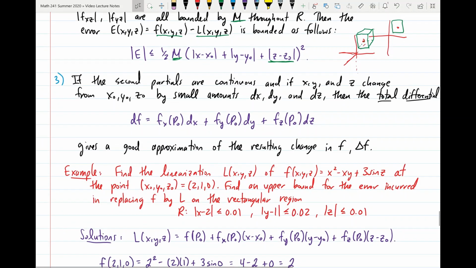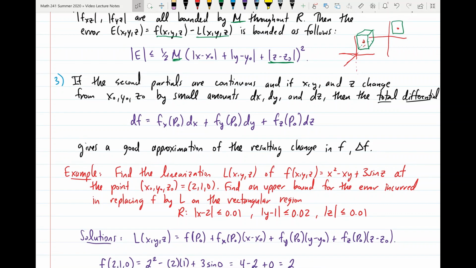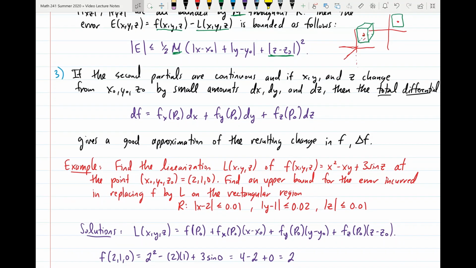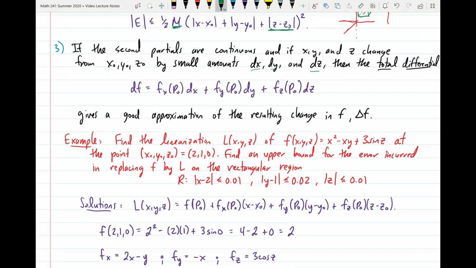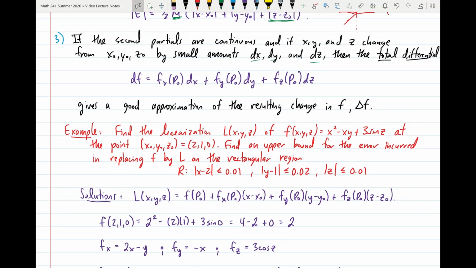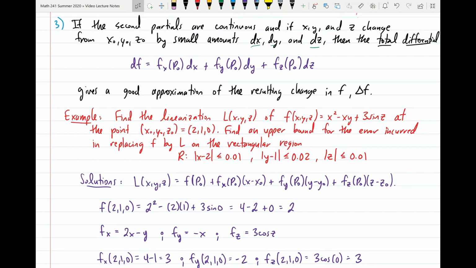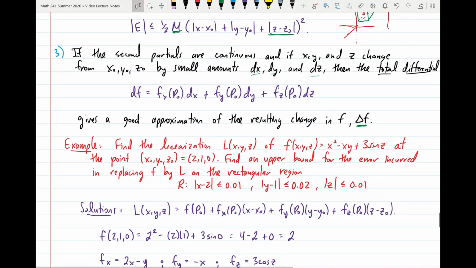And finally, if the second partial derivatives are continuous, and if x, y, and z change from x naught, y naught, z naught by small amounts, which we'll call dx, dy, and dz, then the total differential is defined to be df is equal to partial x at p naught times dx plus partial y at p naught times dy plus partial z at p naught times dz. And this differential is going to give a good approximation of the resulting change in f, delta f, of course, as long as the point x, y, z is relatively close to the point x naught, y naught, z naught.